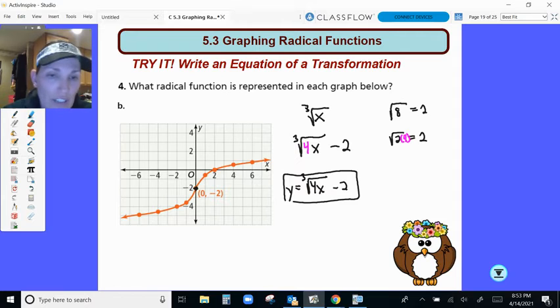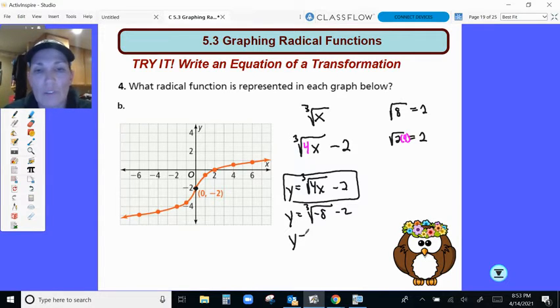Let's try to get one that we can actually. How about this one right here? If I plug in negative 2, that's going to give me y equals the cube root of negative 2 times 4 is negative 8, minus 2. So that would be y equals negative 2 minus 2, which is negative 4, and that's what we have right here. Okay, so you can kind of check your numbers there too. All right, so that's writing equations.